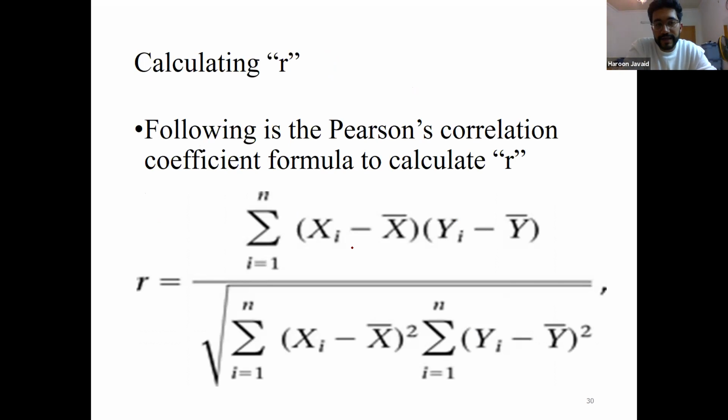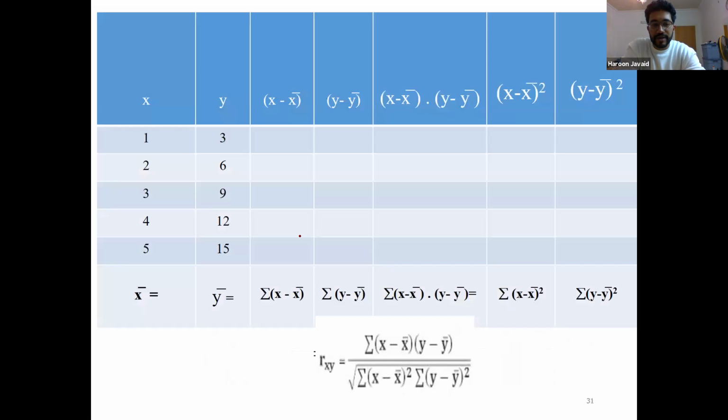Okay, so now calculating R. Now this formula you have to memorize. I am sorry, you have to memorize this, okay? And there's going to be a question on this 100%, okay? So how do we work this out? They explain it to you.